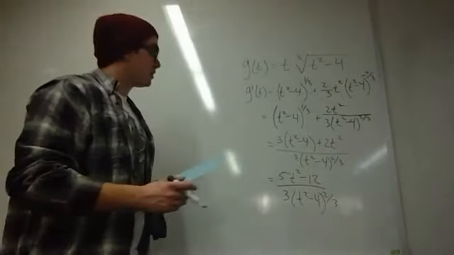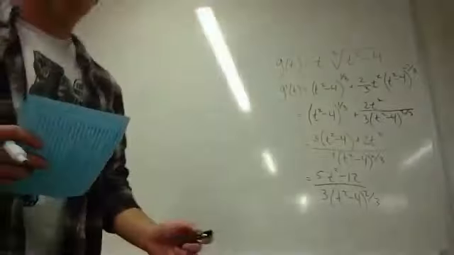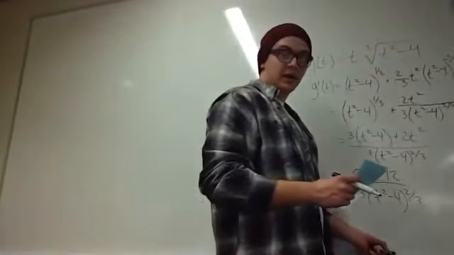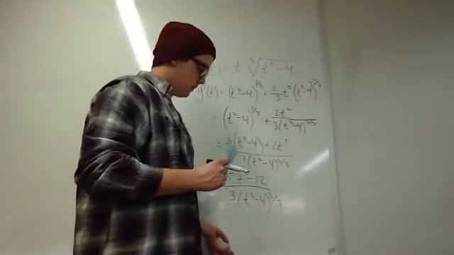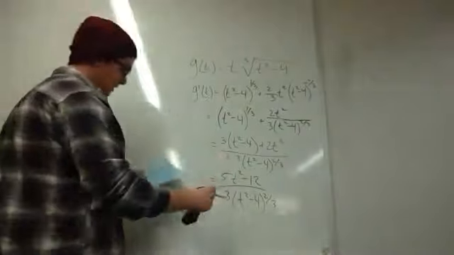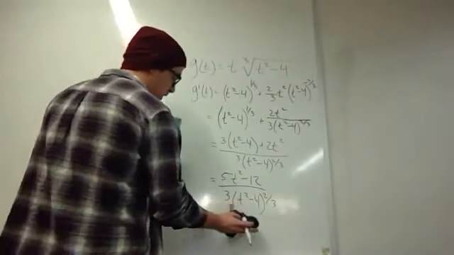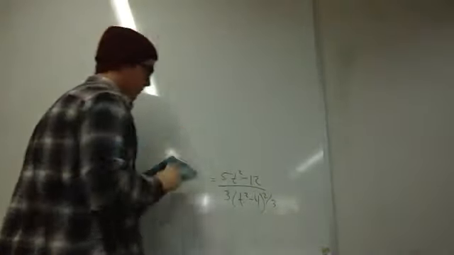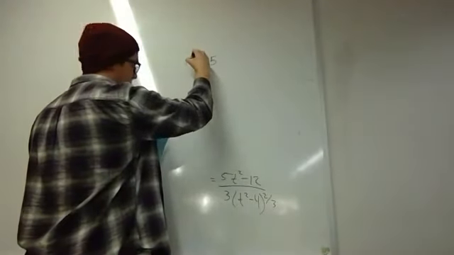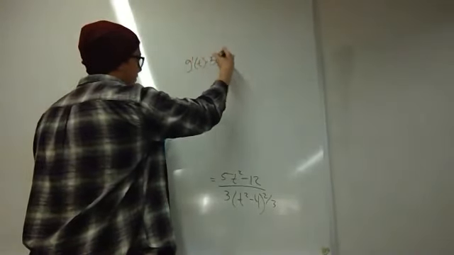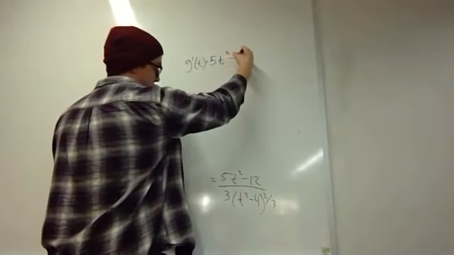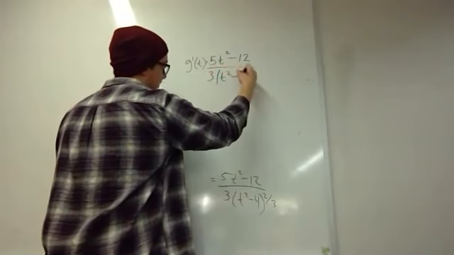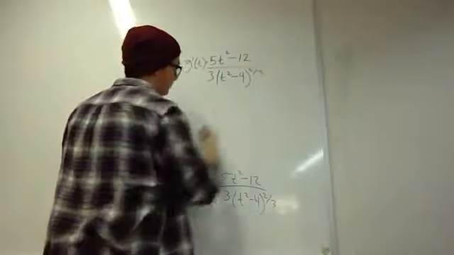Okay? And now I'm going to turn the camera a little bit, no, actually that doesn't work. We're going to rewrite that up top. I'm going to erase all this, and you can skip back in the video later if you need to look at how I got to that point. So we found that d of t is equal to 5t squared minus 12 over 3 times (t squared minus 4) to the 2/3.